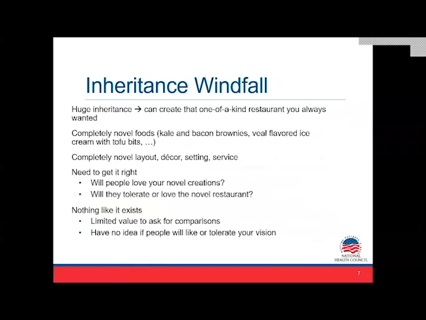So imagine your wealthy relative has passed away, and you get this huge inheritance, and you could finally create that one-of-a-kind restaurant you've always wanted. And you want totally novel foods, brownies with kale and bacon, veal-flavored ice cream with tofu. And you also want a totally novel-looking restaurant: layout, decor, setting, uniform, service. And you've got money, but you don't have an infinite amount of money, and you've got to get it right.